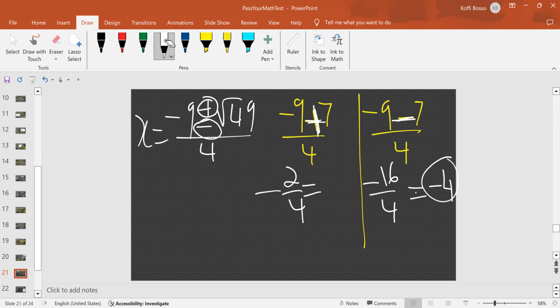So negative 2 over 4 gives you negative 1 over 2. What you do here is divide 2 by 2, and at the same time divide 4 by 2. So you get negative 1 over 2. So the two solutions are negative 1 over 2 and negative 4.